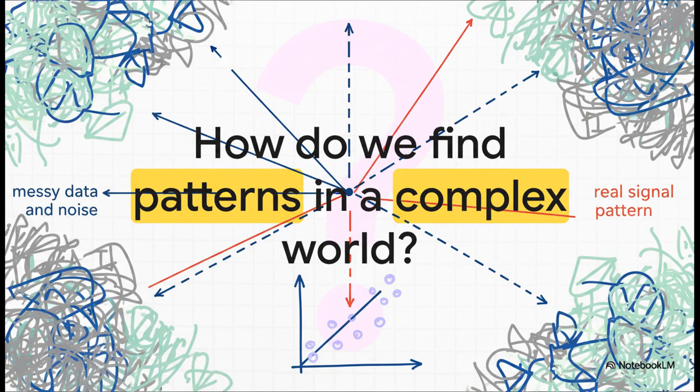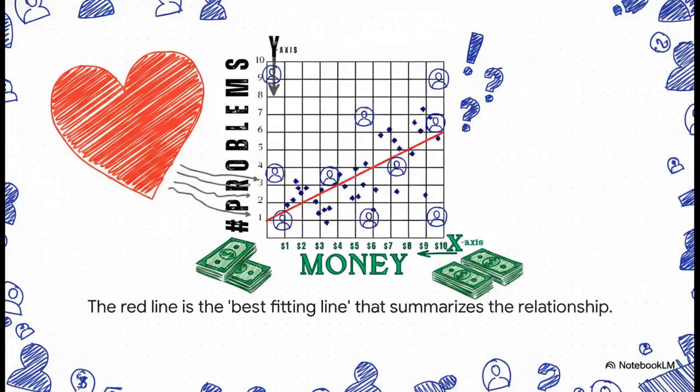The world is a pretty messy place. It's just full of data and noise and a million things happening all at once. So how do we find the real signal in all that noise? How do we find the actual pattern that connects one thing to another? That's the huge puzzle we're tackling. And our main tool for the job? It's linear regression. At its very heart, linear regression is all about finding this red line.